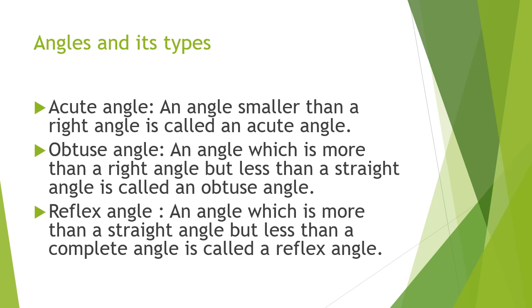An angle smaller than a right angle is called an acute angle. An angle which is more than a right angle but less than a straight angle is called an obtuse angle. An angle which is more than a straight angle but less than a complete angle is called a reflex angle.